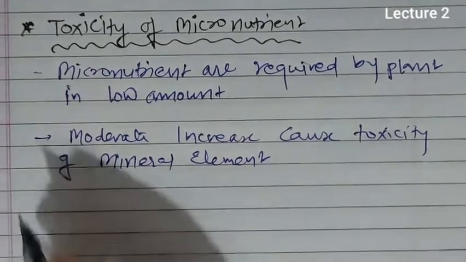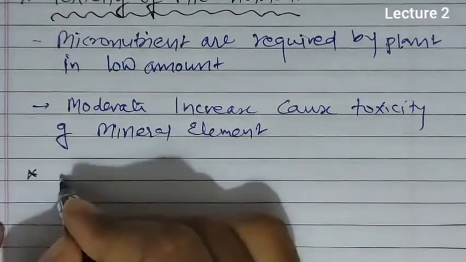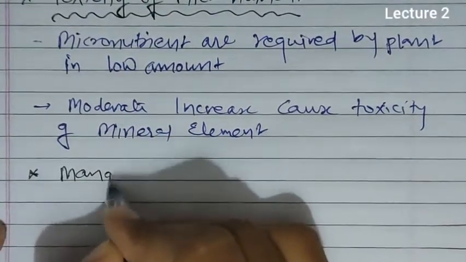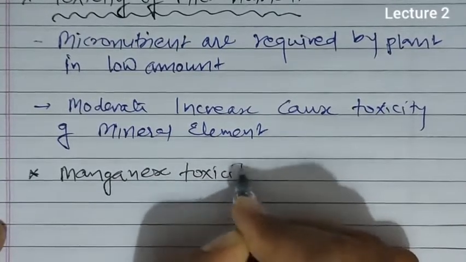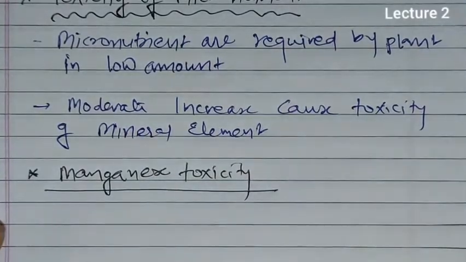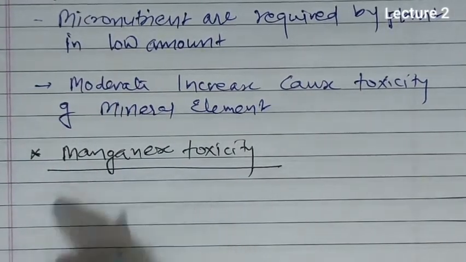What do we talk about first? The important toxicity which is well known and which is in our syllabus, that is manganese toxicity. Now this manganese toxicity results in a primary symptom, which we will study.